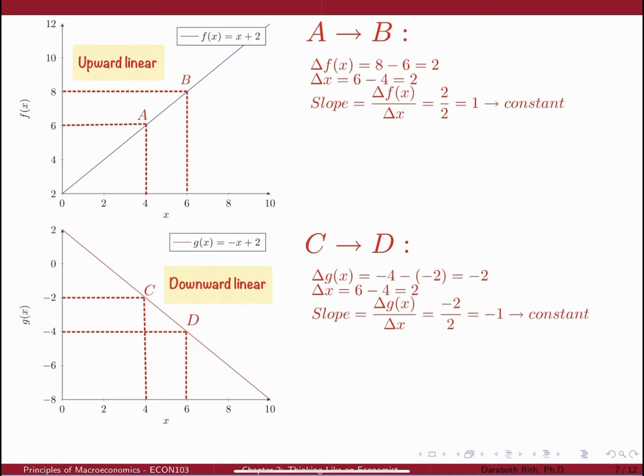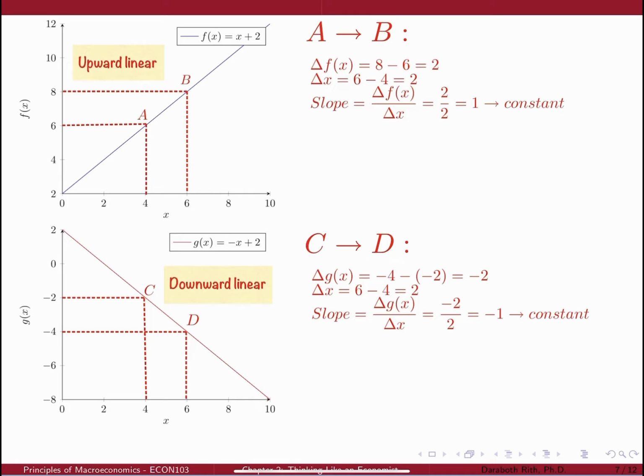Recall the formula of slope: it is the difference of f(x) over the difference of x. And here it is 2 divided by 2, which equals 1. So the slope is 1 and it is constant. The f(x) function is upward because if you look at it from left to right, you will see it's going up. After all, we can say that f(x) is an upward linear function.